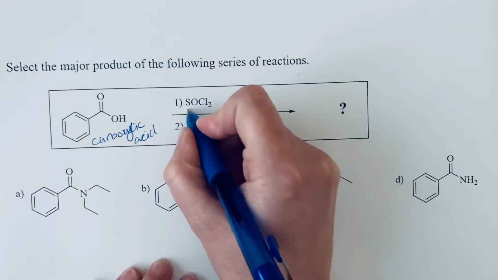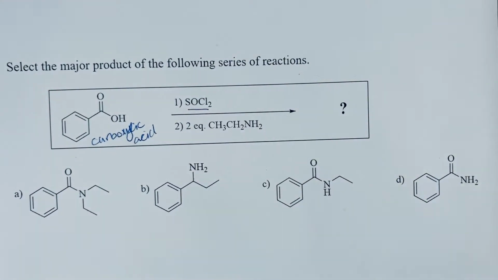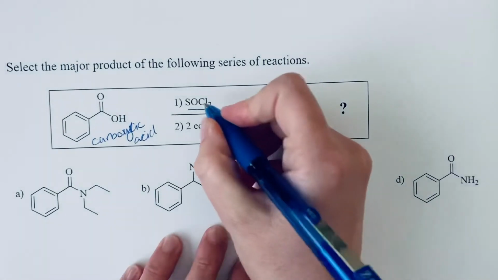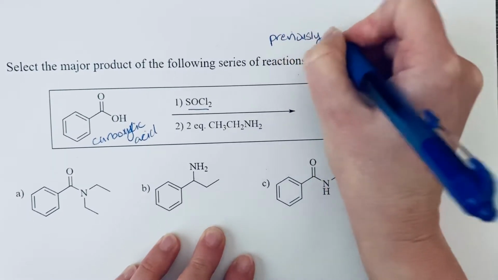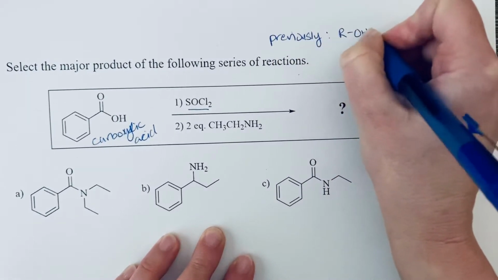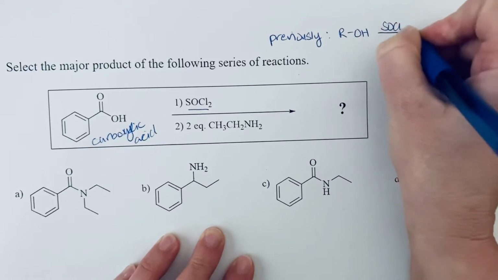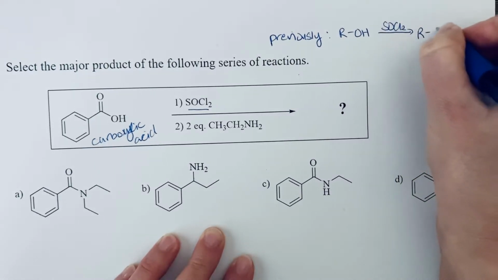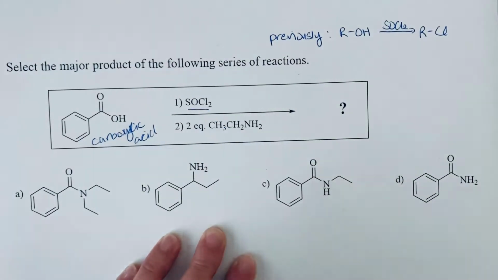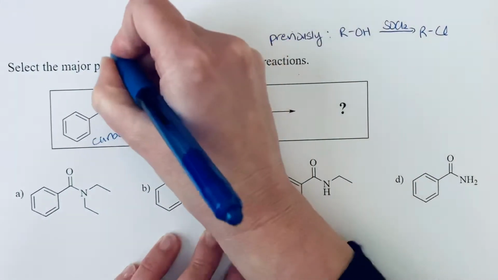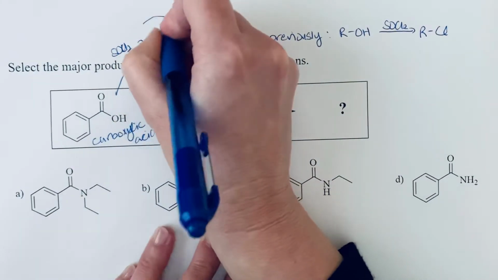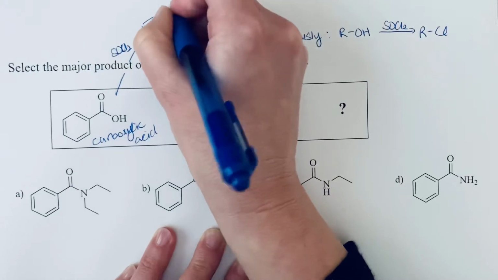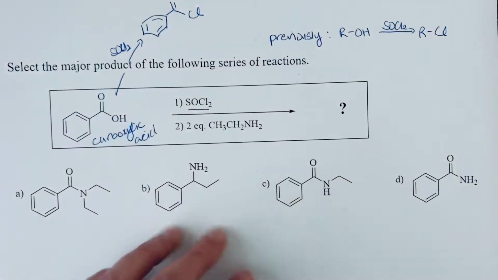So this first step, thionyl chloride, this is a good reagent for making chlorine-containing compounds. We've encountered this previously. We have seen that thionyl chloride will react with an alcohol to make an alkyl chloride. And what we're going to see here is that it can also react with a carboxylic acid and make an acid chloride. So that's SOCl2. And so that's just going to take and convert that carboxylic acid into the acid chloride.